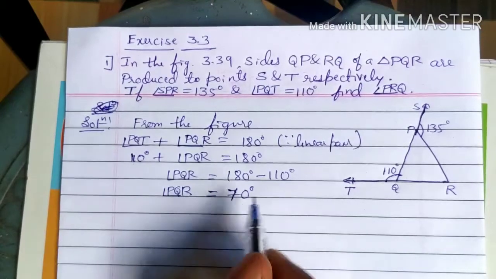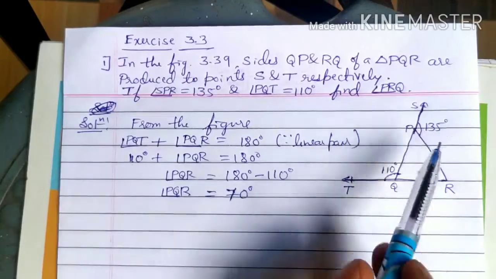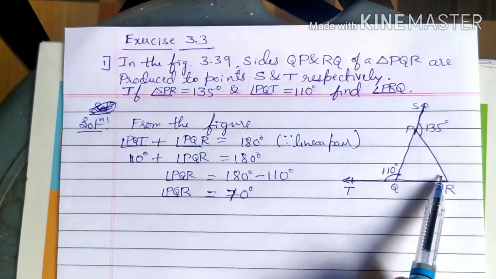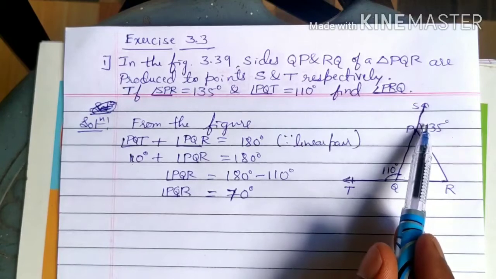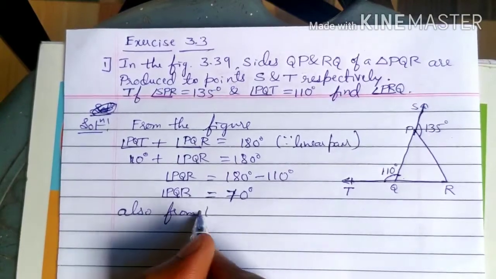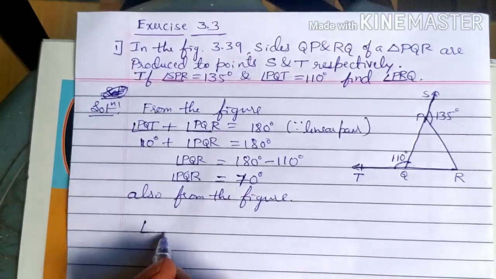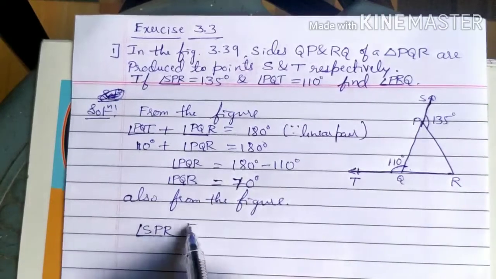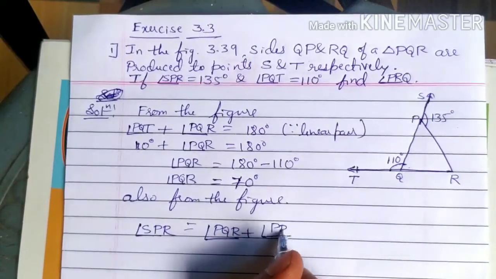Okay. Now, using the property of the exterior angle, that is, the exterior angle is equal to the sum of the interior opposite angles. Since we need this one and we have this one, 70 degrees, therefore the sum of these two is equal to this exterior angle. So using that property, from the figure, angle SPR, this angle, is equal to angle PQR plus angle PRQ.